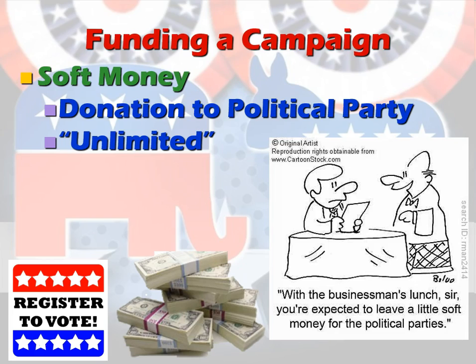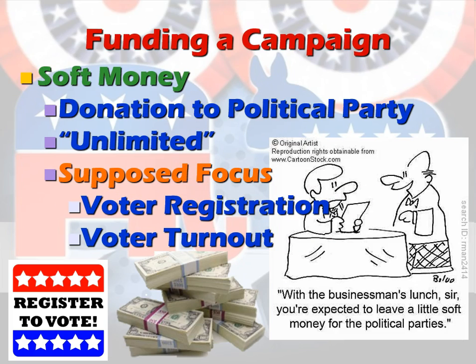Now, the more common type of money, where most money is spent in elections, is what is known as soft money, and there are a couple different types of soft money. One way is donations made to a political party. Well, you can only give so much money directly to a candidate. You can give as much money as you want to the Democratic Party or as much money as you want to the Republican Party, and they can spend that money how they see fit.